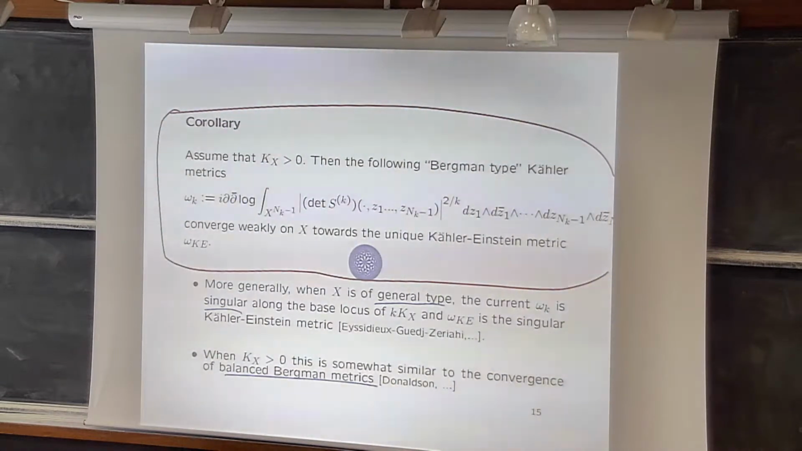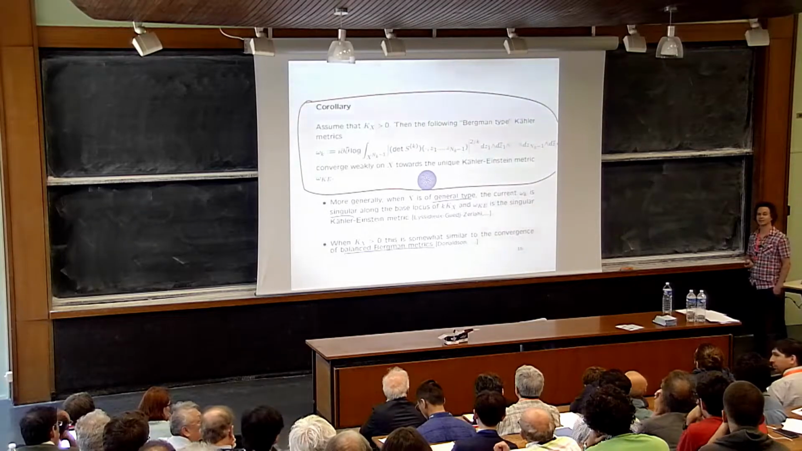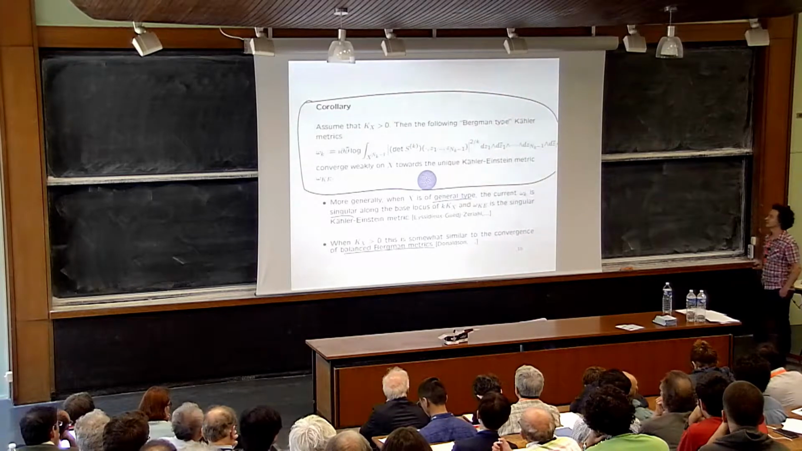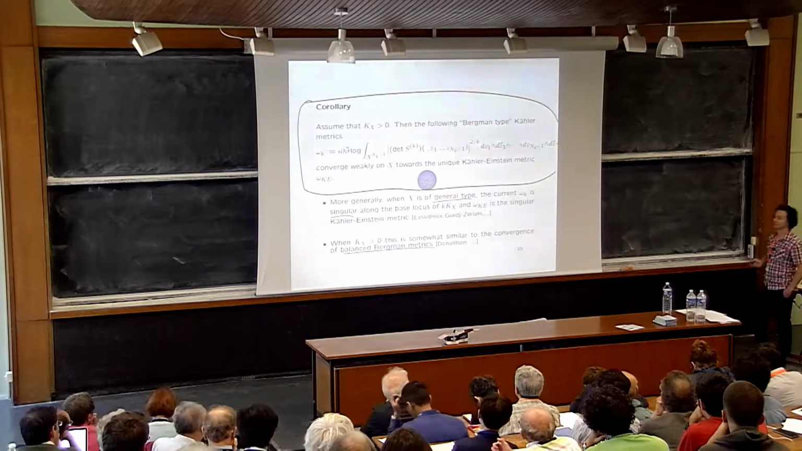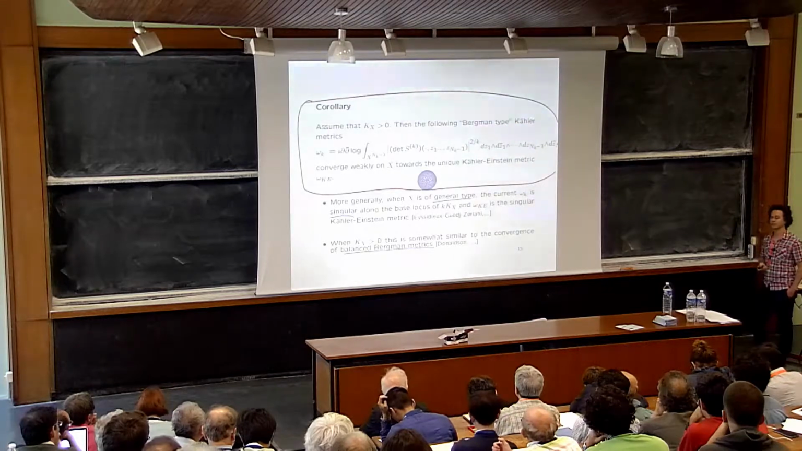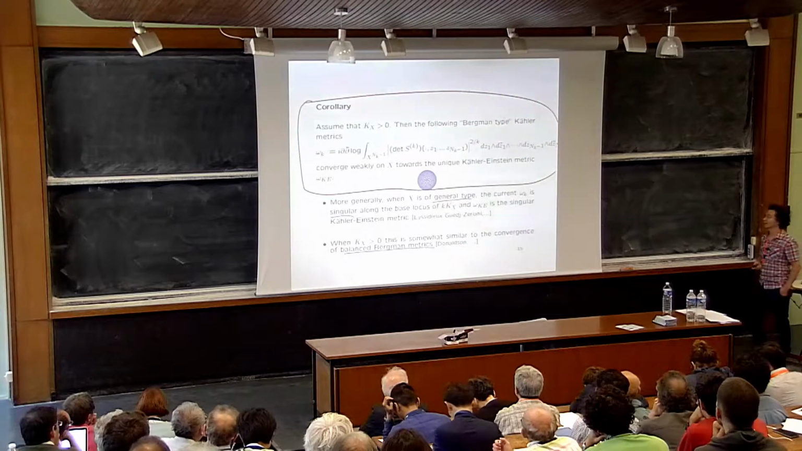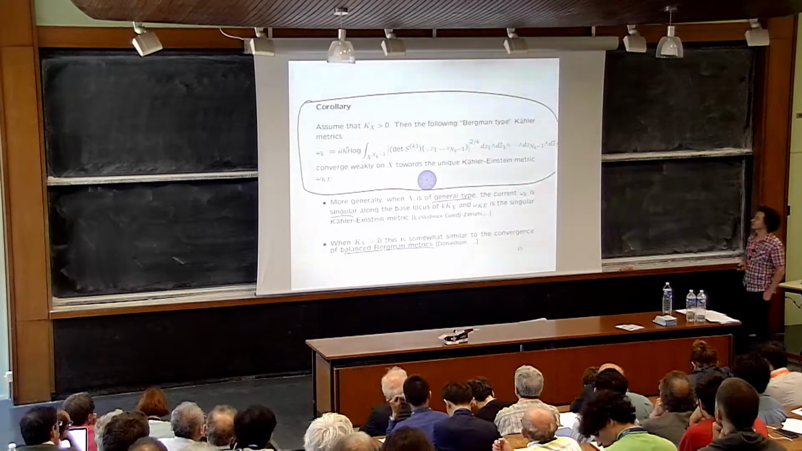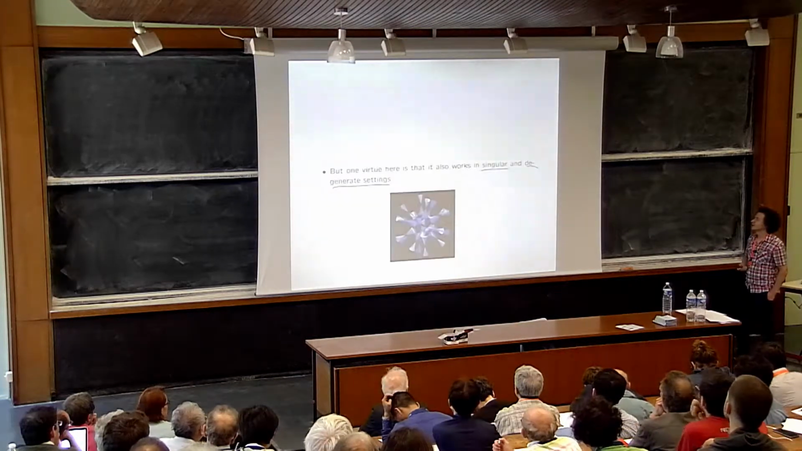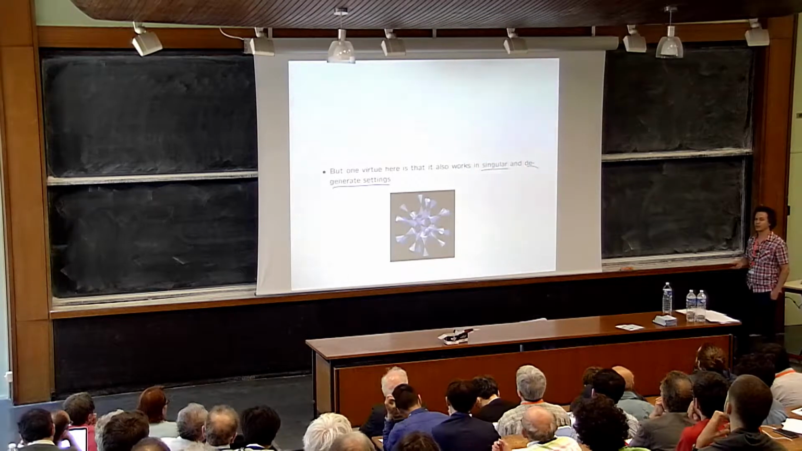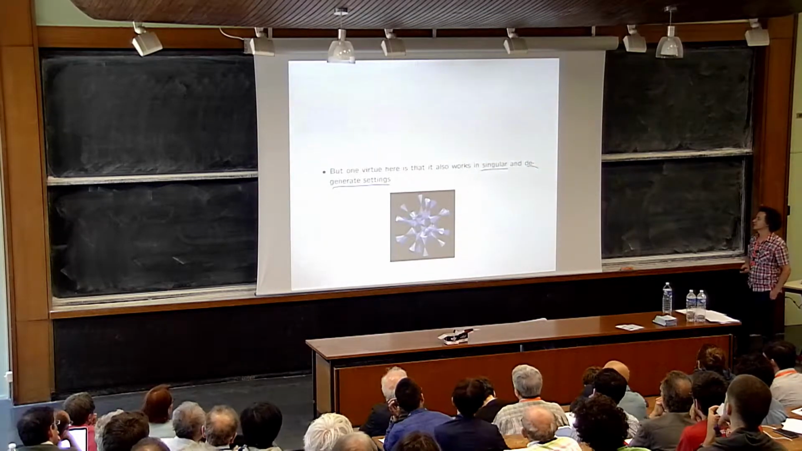Somehow, I think it's interesting to think of these as analogs of balanced metrics that were introduced by Donaldson, especially in the setting of the canonical line bundle. There's a special notion of balanced metric. So I think this is somehow similar to the convergence of those balanced metrics, but it would be interesting to make a more concrete relation. I don't know how to do that, but that would be interesting. Okay, so as I said, one virtue is that it really works in the singular and degenerate settings as well.